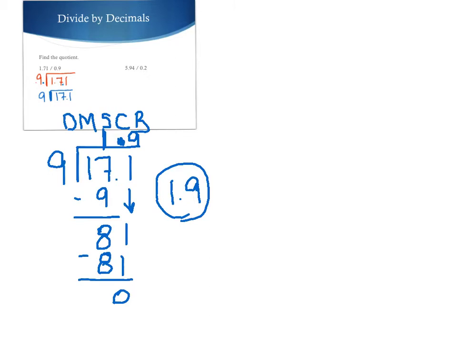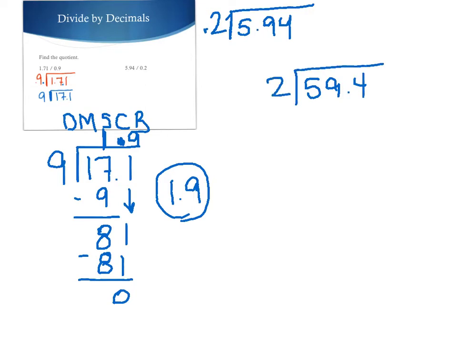In the second example we had 5.94 divided by 0.2. So again, what I'll need to do is move the decimal to make the divisor a whole number. In this case, I'm going to slide it over one place to the right. So therefore, I need to do the same thing to the dividend. So my new problem becomes 59.4 divided by 2.